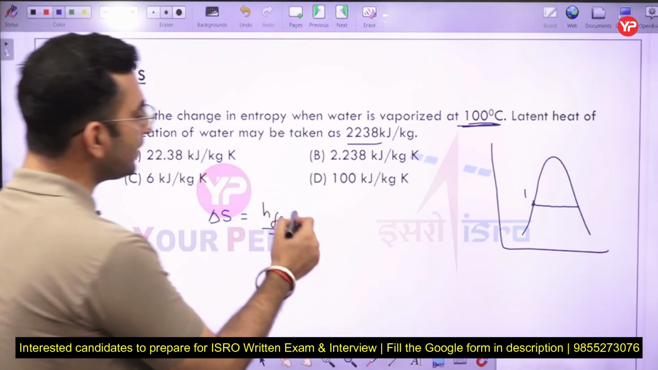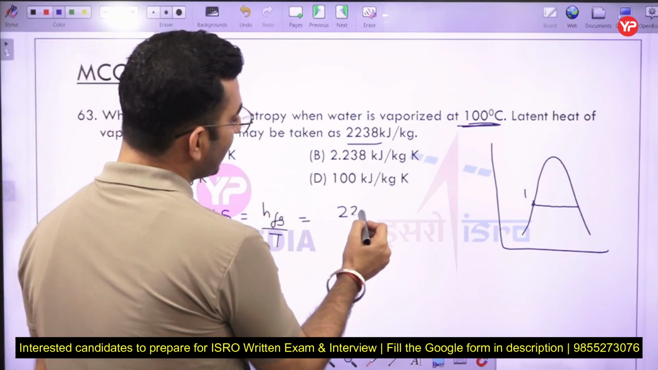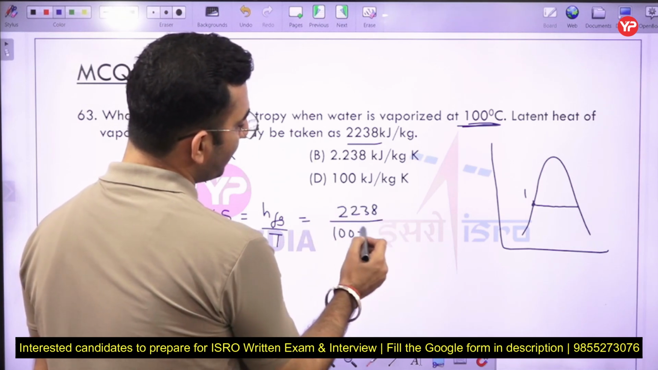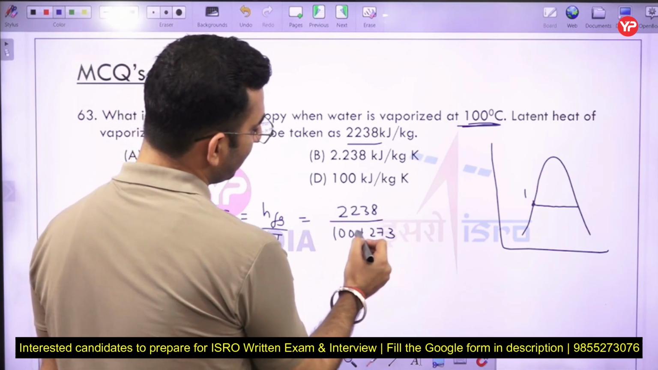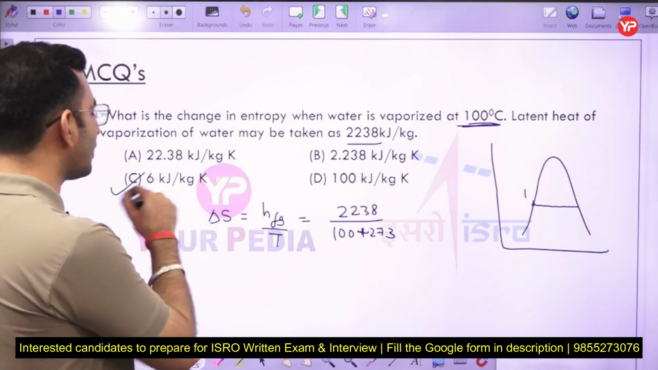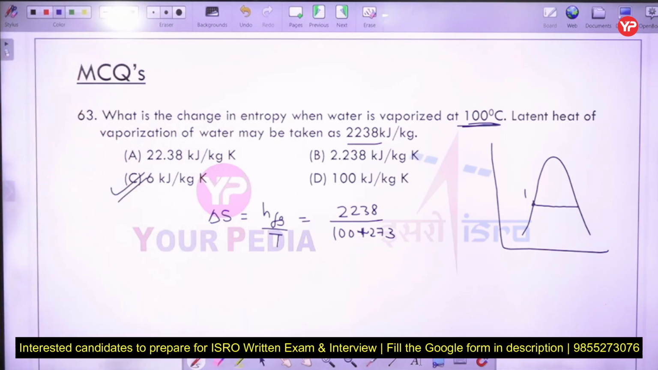So now in this case I can write hfg is given to us 2238. Temperature is given to us 100 plus 273. Okay, so if you solve it, you are going to get the answer as 6 kilojoule per kg Kelvin here. You don't have to do the calculations here. Just by the observation you can answer this question here. Okay.